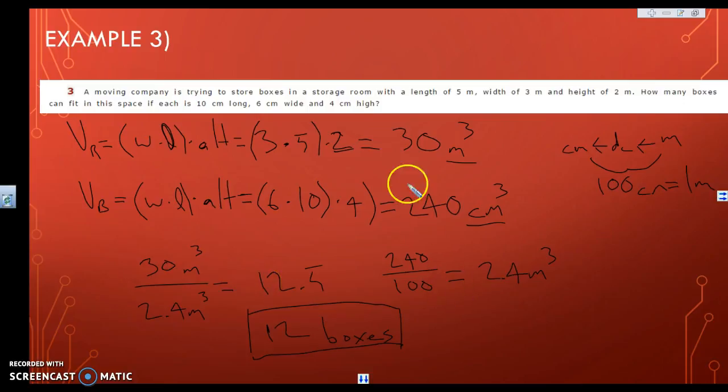So once again, you want to look for what it's asking and what information it's given. In this case, it did not give us the same units for the room and the box. The box gave centimeters while the room had meters as a unit. So you had to convert one to the other before finding your actual answer. And once again, it wasn't asking us to find the volume of each figure. It wanted us to find how many boxes we could fit into the room, which we found by taking the volume of our room and dividing by the volume of each box to find out how many boxes can fit into this room.